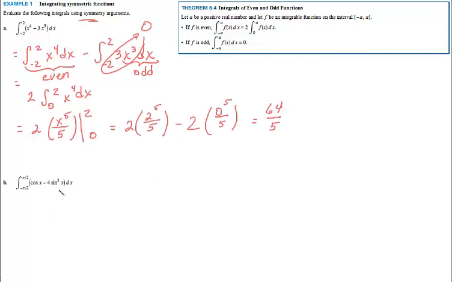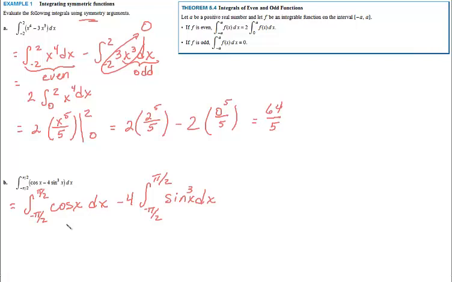All right, I'm going to play the same game here. I'm going to break this into two separate pieces. So it'll be the integral from negative pi over 2 to pi over 2 of cosine x dx minus, and I'm going to go ahead and pull that 4 out so that I can just look at the symmetry that it happens to possess, the integral from negative pi over 2 to pi over 2 of sine cubed x dx.